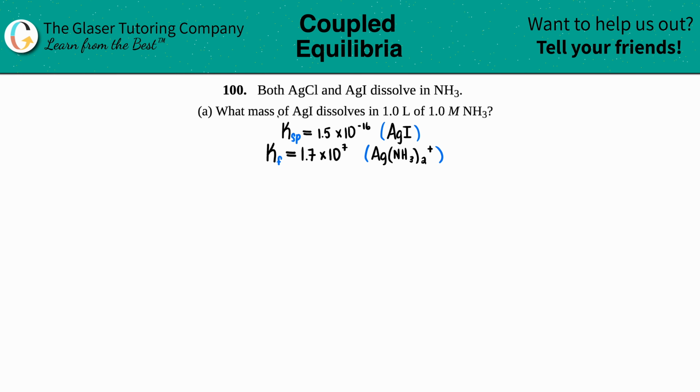100. Both AgCl and AgI dissolve in NH3. And then we have letter A. What mass of AgI dissolves in 1.0 liters of a 1.0 molarity NH3 solution?